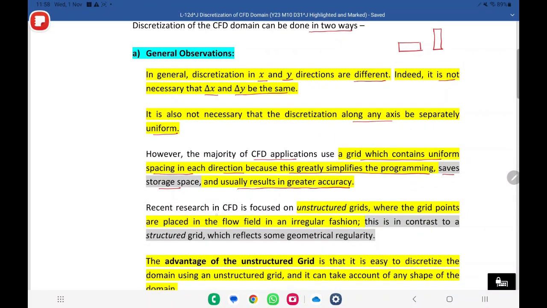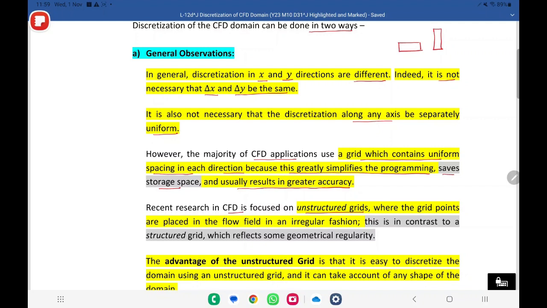Now recent research in CFD is focused on unstructured grids. But before that, let me say that when you have uniform spacing, the advantage is that programming becomes very simple, because the size of each cell is the same, and the area is the same. You don't have to calculate those areas again and again. If all the cells have the same area, you calculate it once and you can use it. But if all the cells are different, then you have to calculate the area of each cell's surface every time.